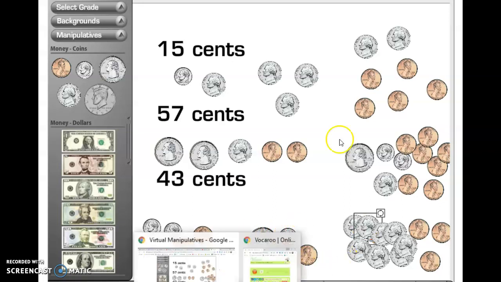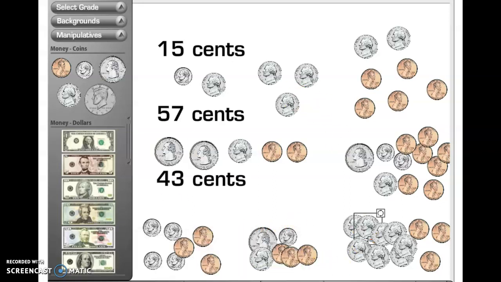3 pennies. So in the next slide, you're going to be practicing representing money, and you're going to have to give me 2 different ways to represent that amount, that value, and you're going to be using coins to do this. And then in a little bit, we're going to practice with dollar bills.